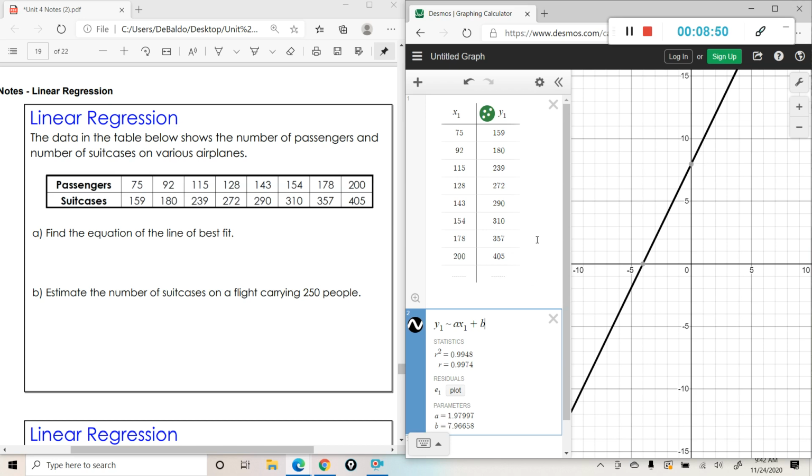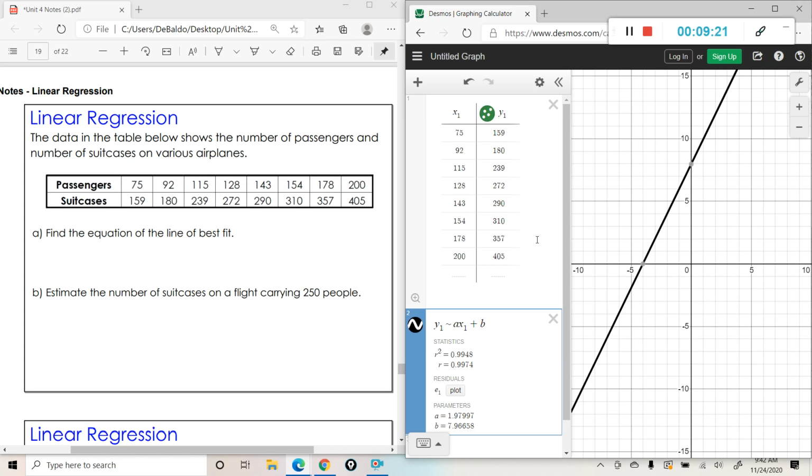Except the M is now an A, and that's just kind of the syntax that Desmos uses. So what you can see here is some information below that equation, and what we're going to be using are the items at the bottom under parameters. You see how it says parameters A equals and B equals? Those are going to represent your A and B in this equation. So A is representing your slope, and B is representing your y-intercept.